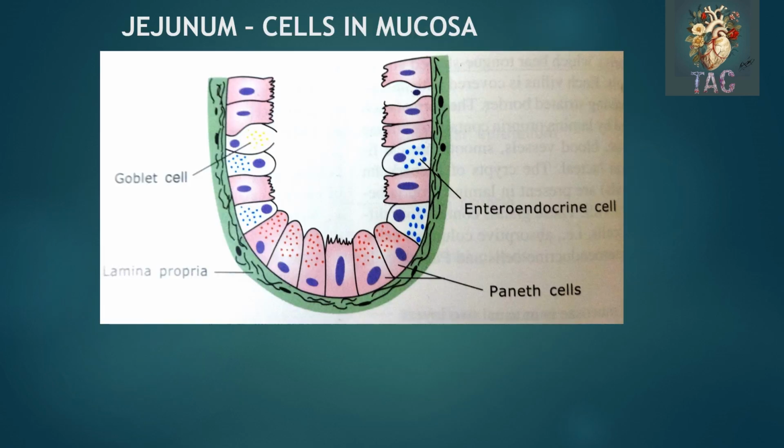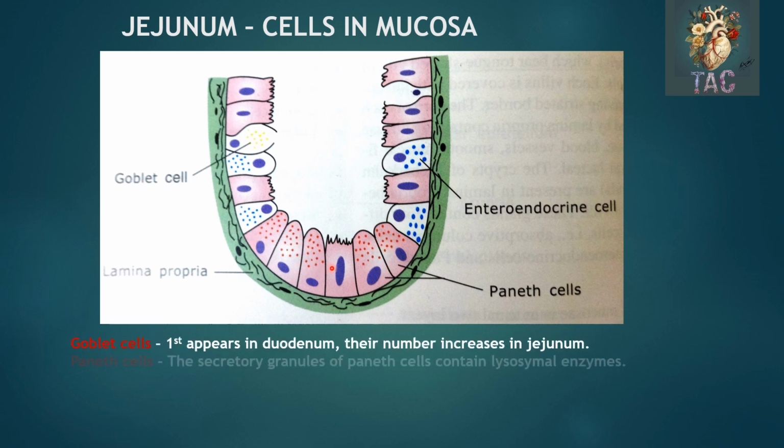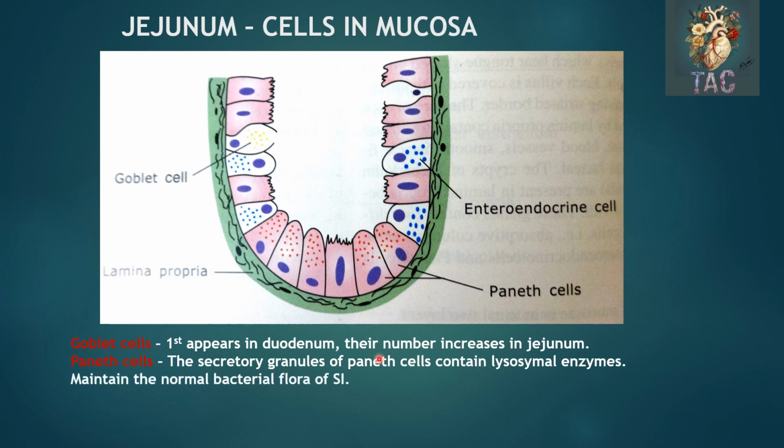So this is the section. You can see enteroendocrine cells, the enterocytes over here, the goblet cells, and the Paneth cells. Goblet cells first appear in the duodenum. Their number increases in the jejunum. Secretory granules of Paneth cells contain lysosomal enzymes, which maintain the normal bacterial flora of the small intestine. And the enteroendocrine cells secrete hormones that control various activities of the intestinal tract.